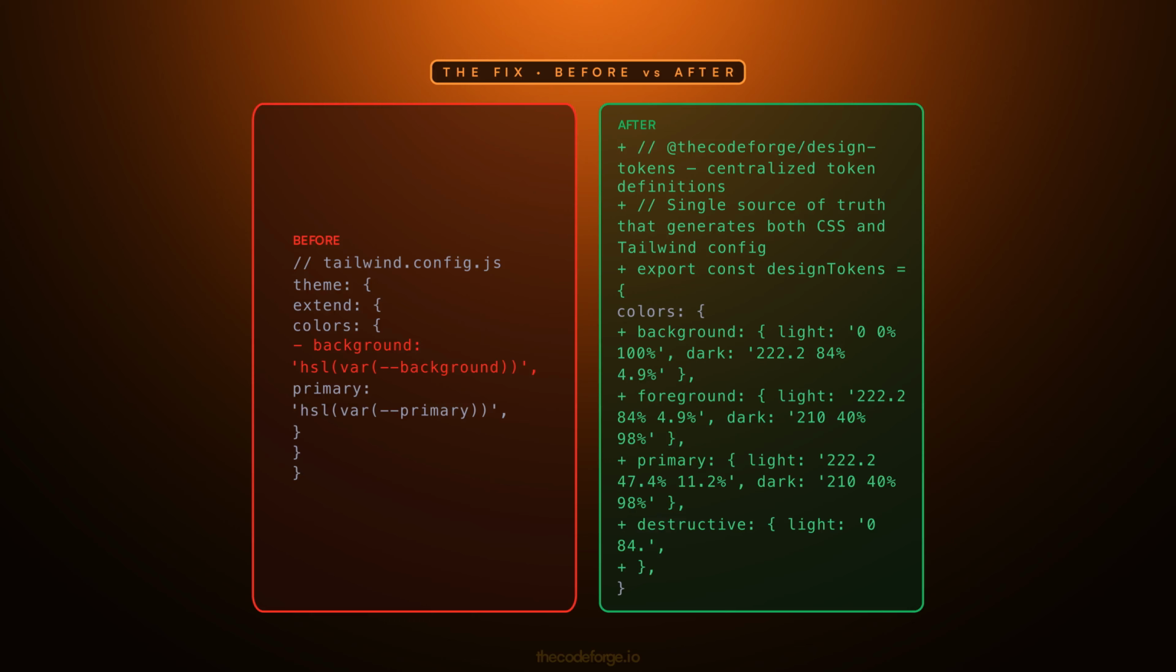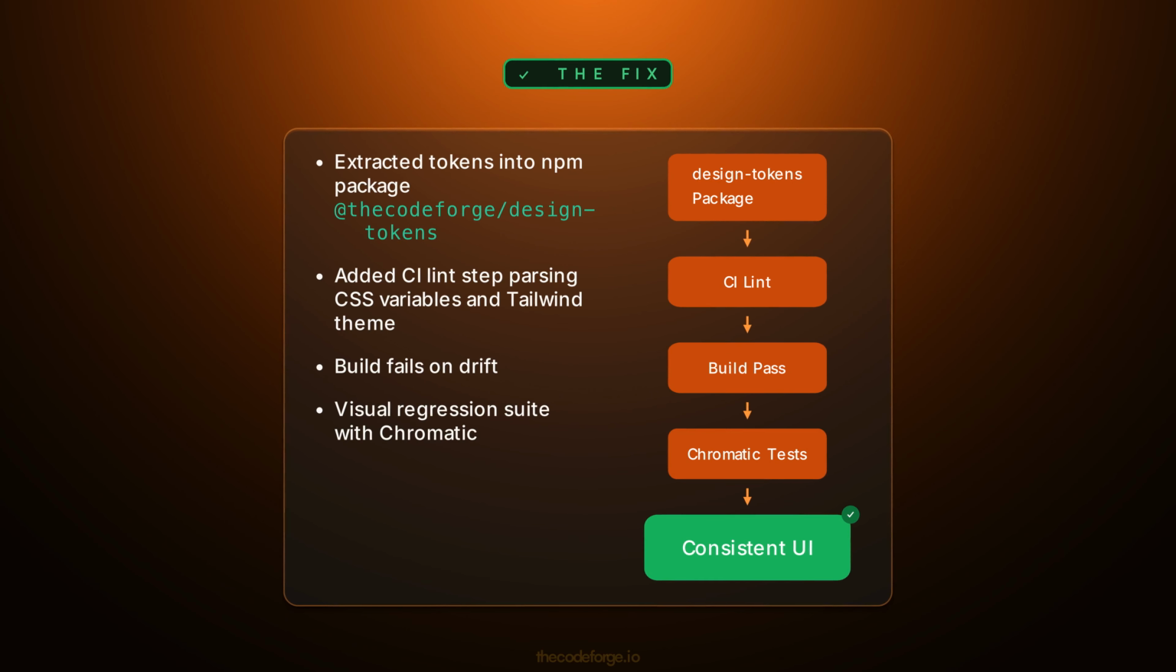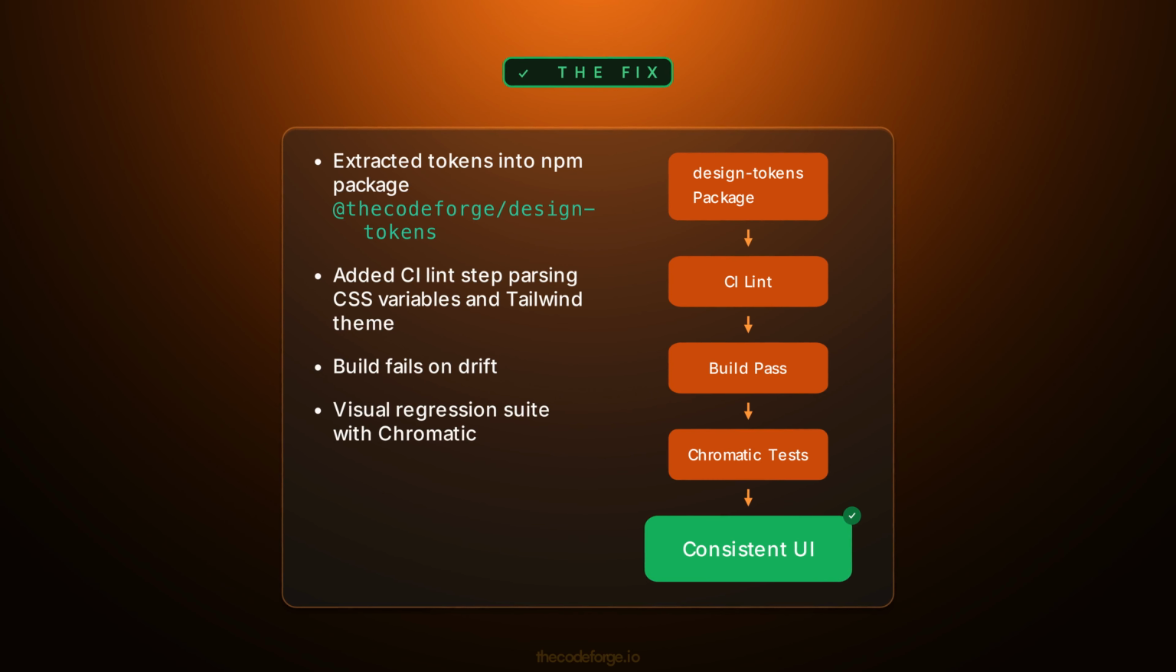Teams forked the shared tailwind.config.js into local overrides during urgent feature work, causing CSS custom properties to diverge silently because Tailwind compiles at build time with no runtime validation. The fix was to extract all design tokens into a dedicated NPM package at TheCodeForge Design. We added a CI lint step that parses CSS variables and Tailwind theme, failing builds on drift. We also implemented visual regression testing with Chromatic that catches pixel-level token mismatches.